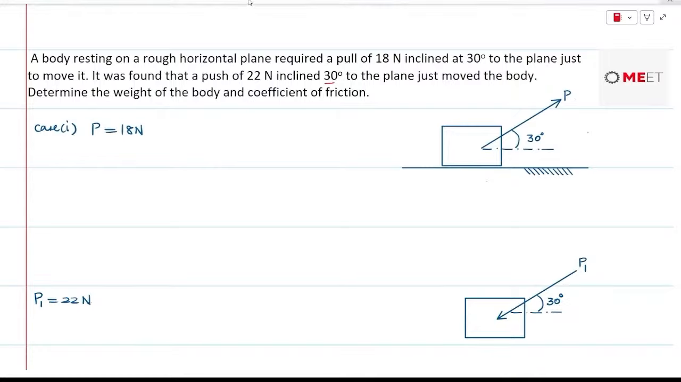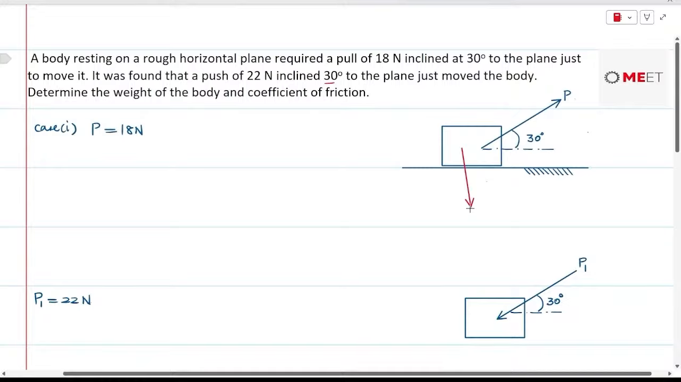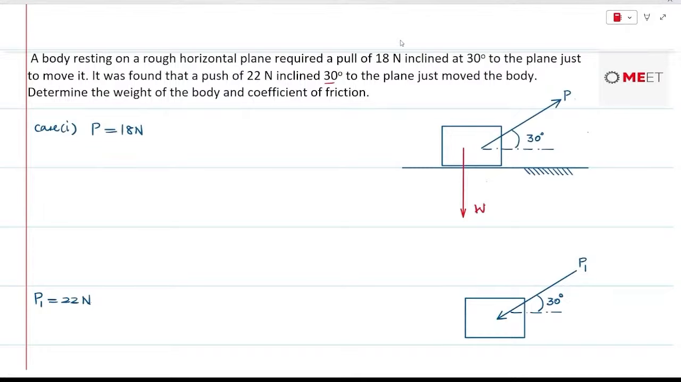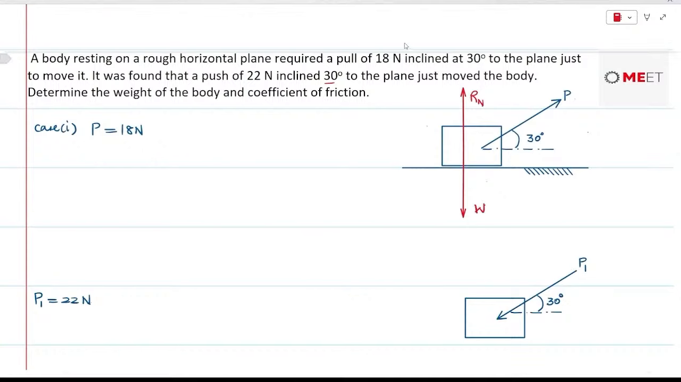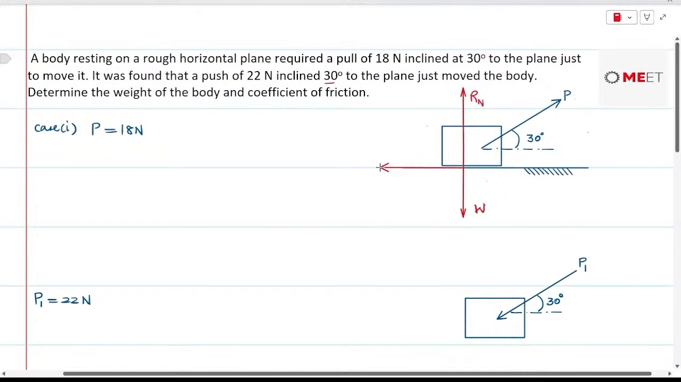Here the block is going to have, if I start with the free body diagram, first the weight of the block that is going to act downwards, W, and there will be a normal reaction which is going to be upwards, and along with that the friction force will also be accompanying. So the friction force will be at the interface of the block and the ground, and it will be in the horizontal direction. So this will be small f.